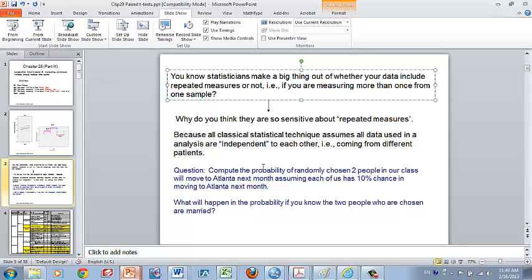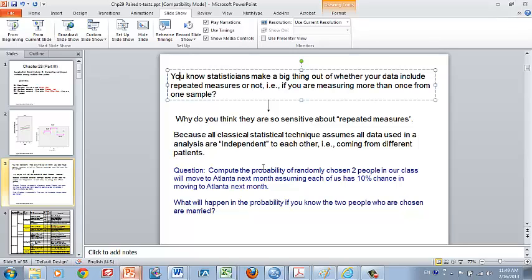But what will happen to this probability if the two people who are chosen are married? Instead of randomly picking two people and calculating the probability of both of them moving to Atlanta, you know these two people are married. What would be the probability these people are moving to Atlanta? In this case, the probability would be probably close to 10% instead of 1%.